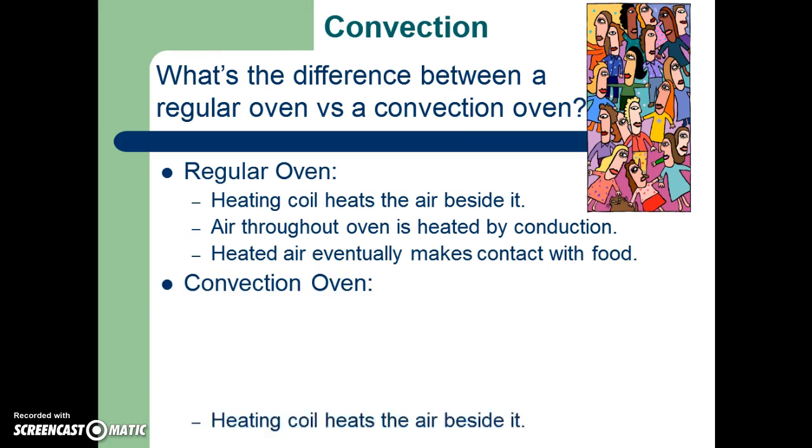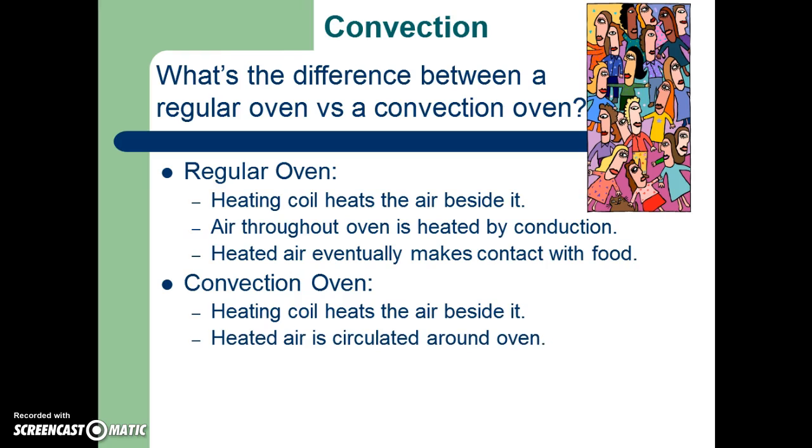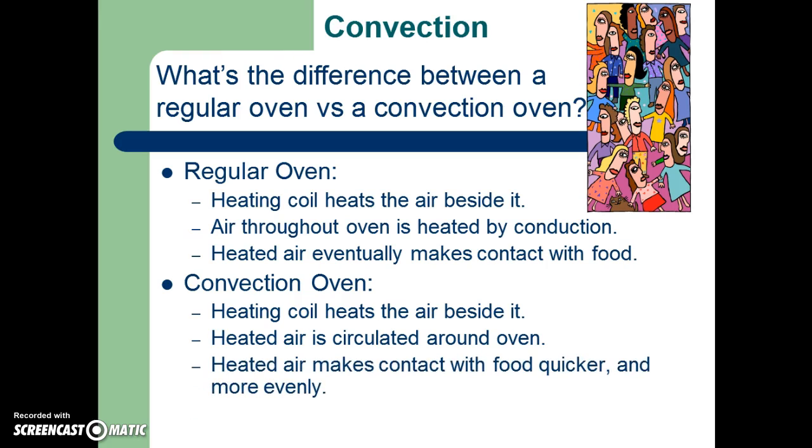All right, well, in a convection oven, there's a heating coil that heats the air beside it, and then it's circulated around the oven. Okay, so when it's circulated around the oven, it allows the air to come in contact with the food quicker, and it actually allows it to cook a little more evenly than it would in a regular oven. So you'll hear about convection ovens, they're better for cooking.